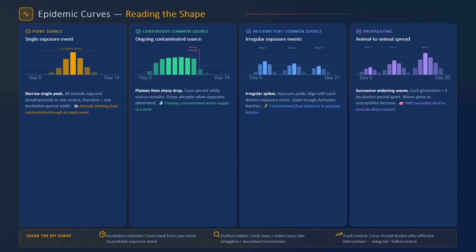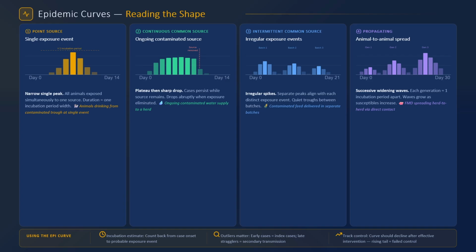Intermittent common source, irregular spikes with quiet troughs between them. Each peak corresponds to a distinct exposure event, such as contaminated feed delivered in separate batches. Propagated source shows successive waves that get wider and larger, each generation about one incubation period apart, growing as more susceptibles are drawn in. Foot and mouth disease spreading herd to herd is the picture here.